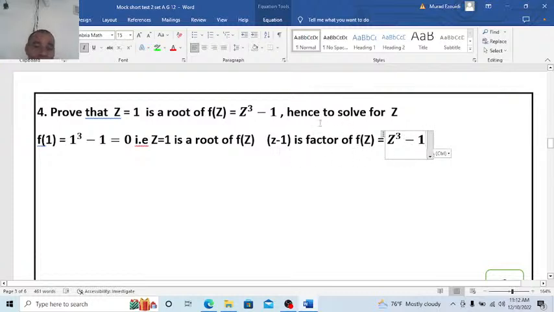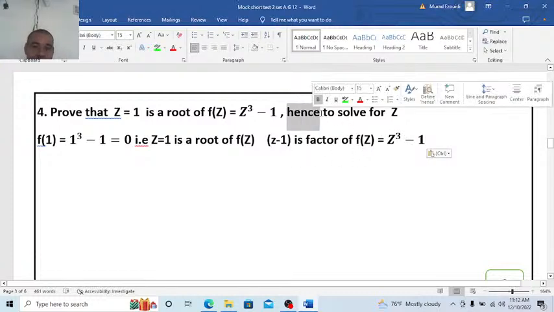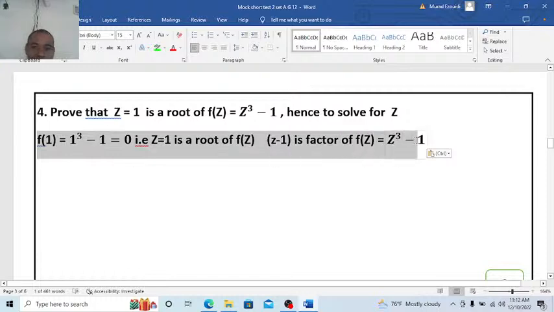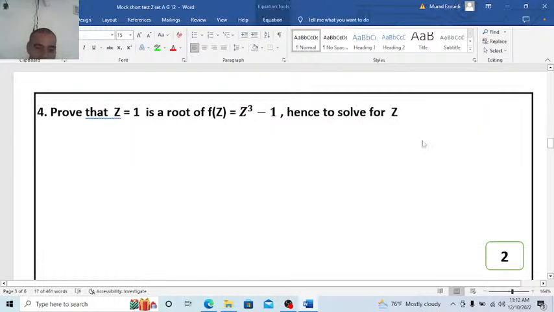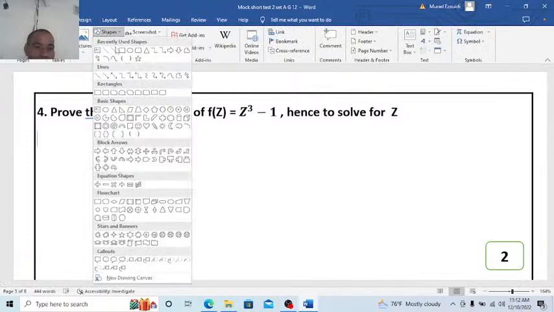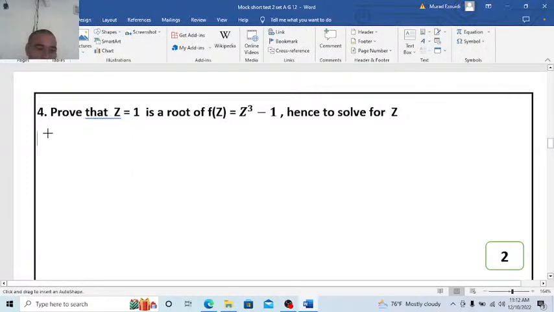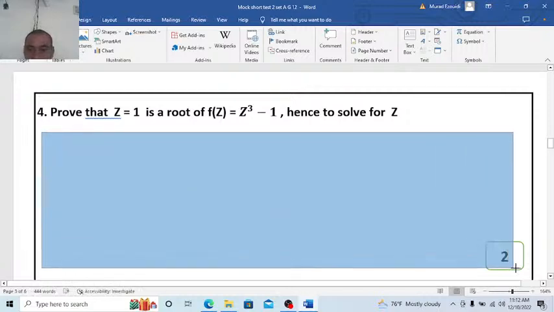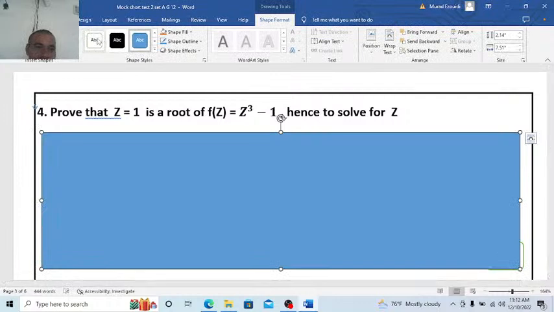So therefore the question: hence, solve for z. Now my learners, you should use, let's say, long division, if you don't know about binomial expansion. So I'll just write this here.